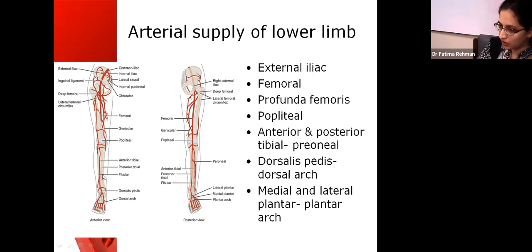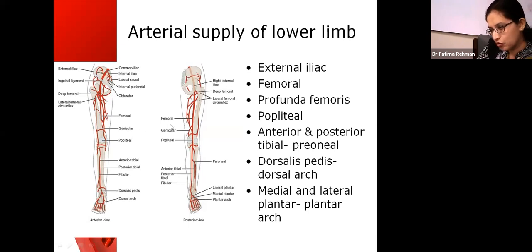Posterior tibial gives off another branch which is called the fibular artery, and then this anterior tibial descends and continues on the front or the dorsal aspect of the foot as the dorsalis pedis artery, and this dorsalis pedis artery is forming the dorsal arterial arch.